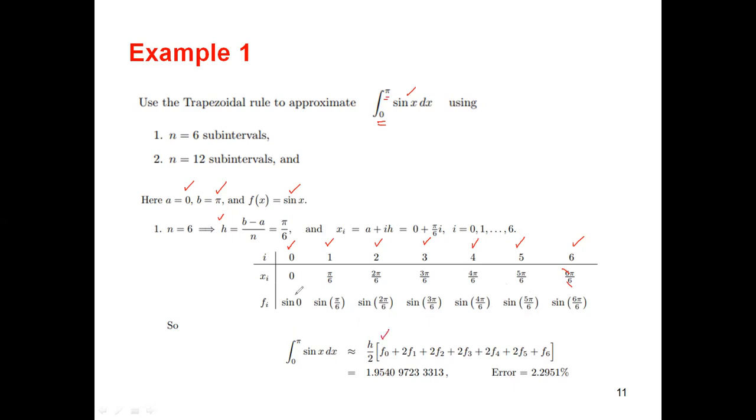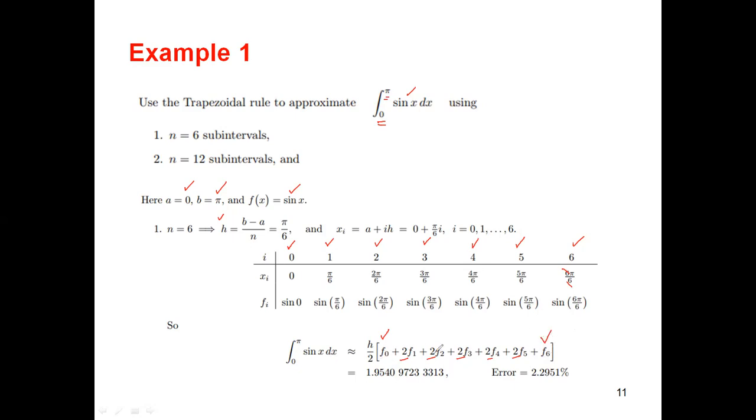F sub 0: you take the value of sine of 0, and that will be 0. Then the middle values here, you notice you have 2, 2, 2, 2, 2, until f sub 5. Your f sub 5 is the sine of 5 pi over 6. So you're going to place the values there, whatever the answers are. Your f sub 6, which is your last function, does not need the multiplier 2, just like your first term.